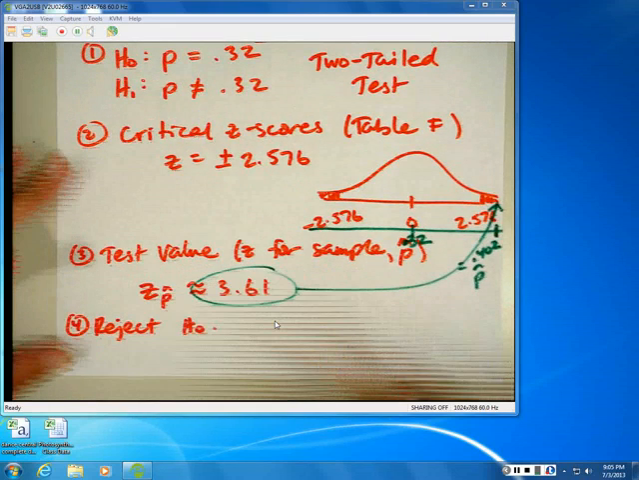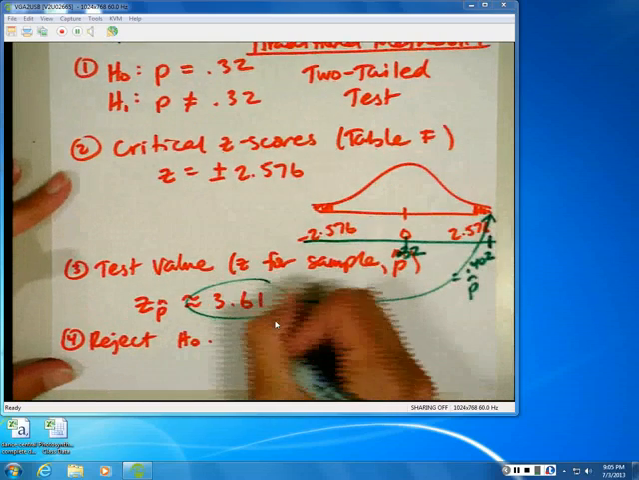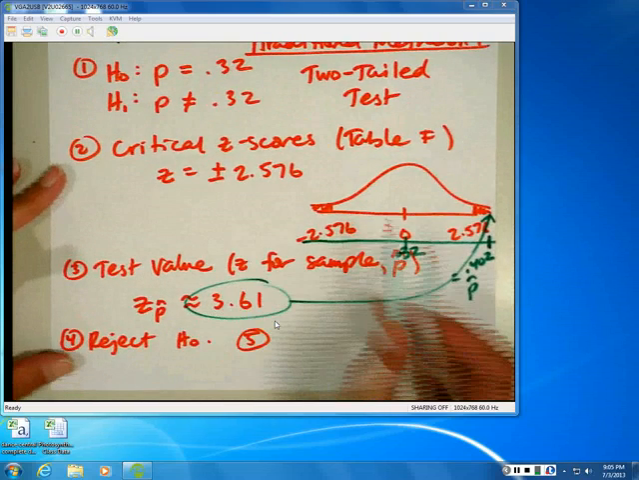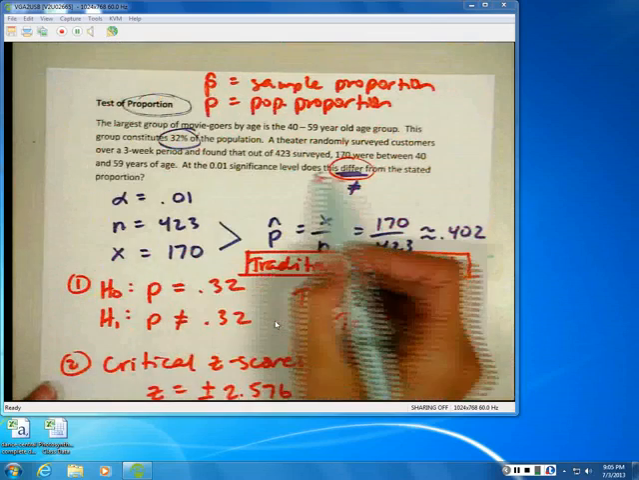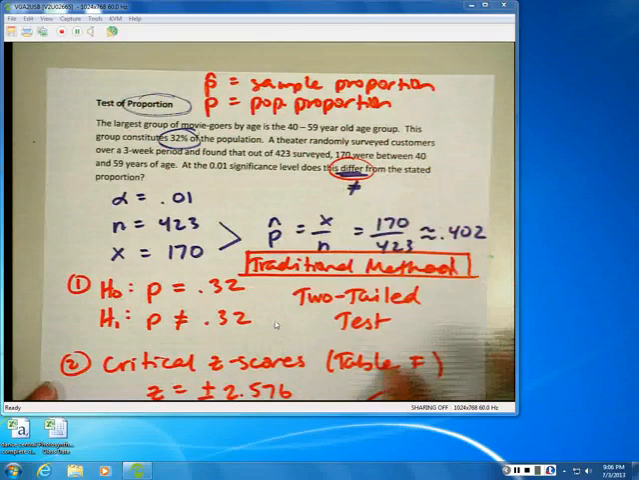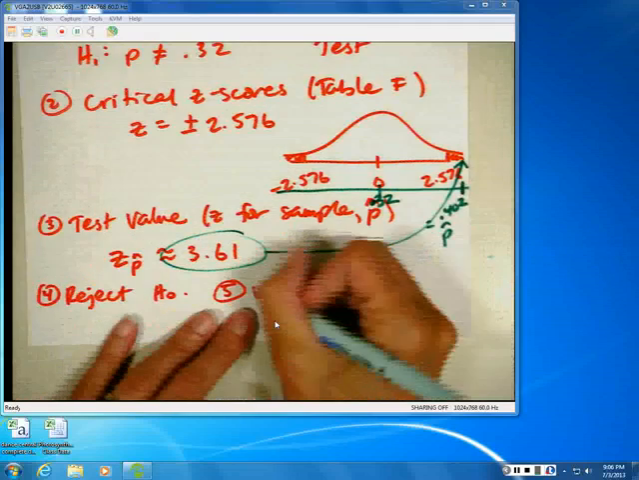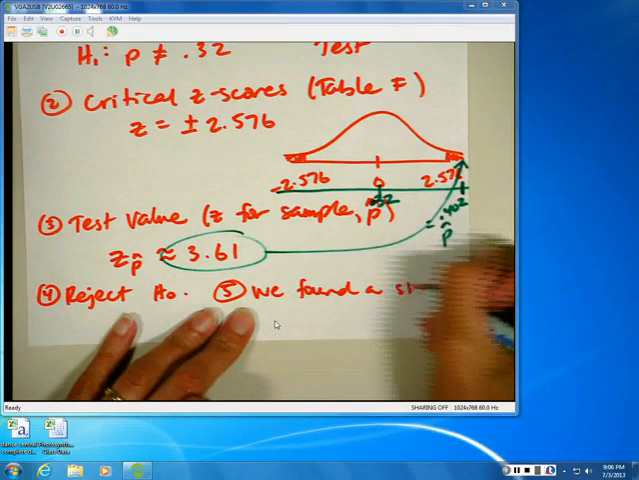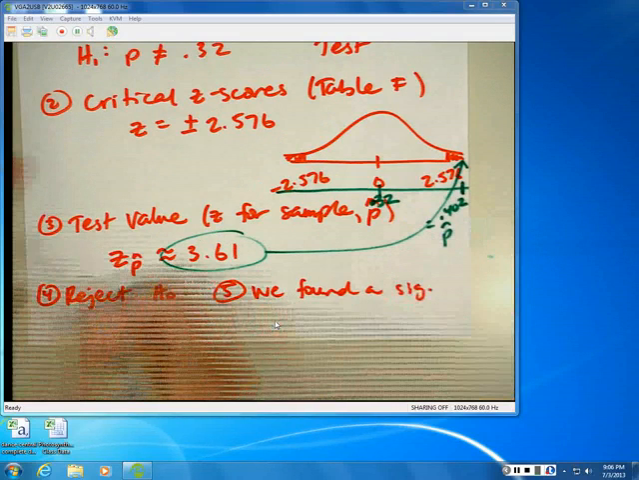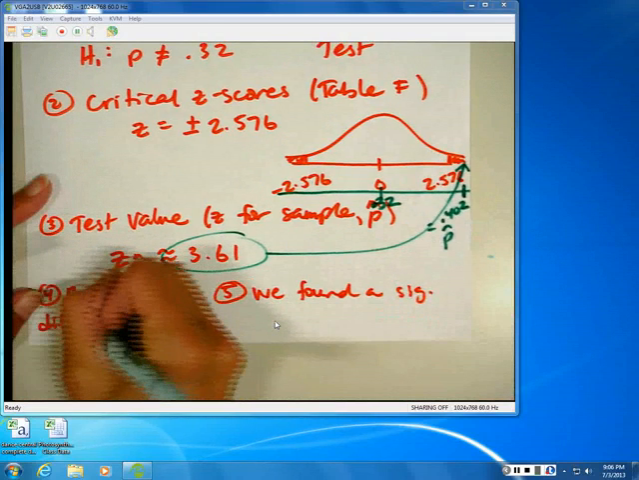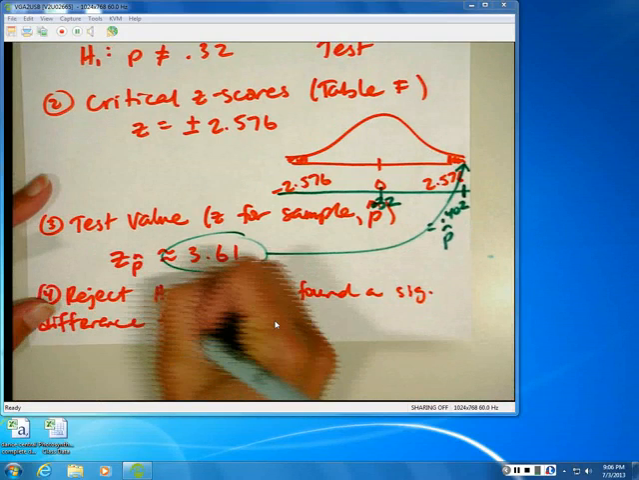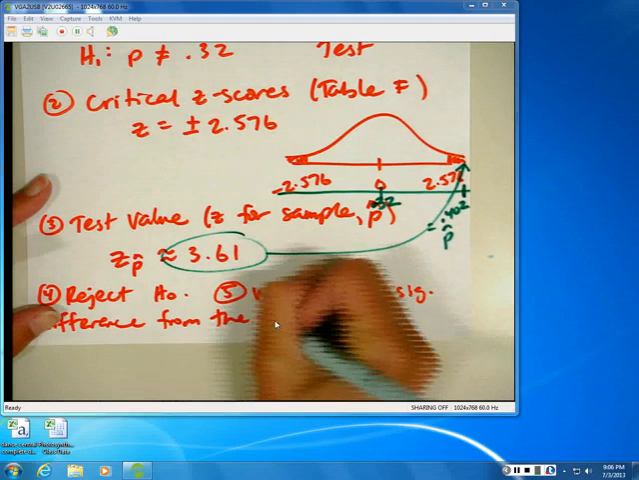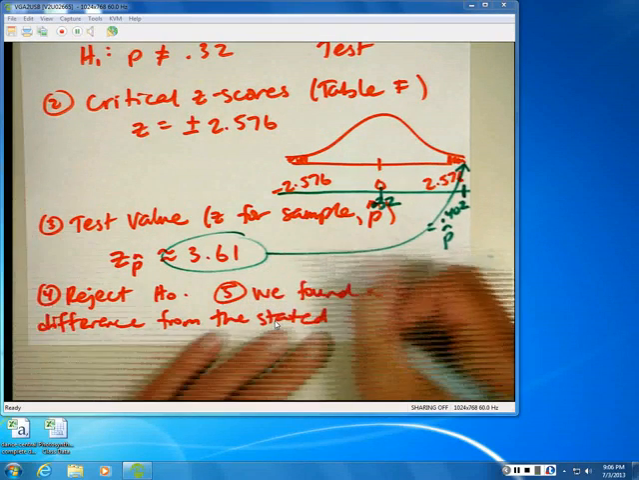We found a significant difference. And then step number 5, we answer the question, does this differ from the stated proportion? And we say we found a significant, I'm going to just abbreviate, difference from the stated proportion. You should not abbreviate on your exam.